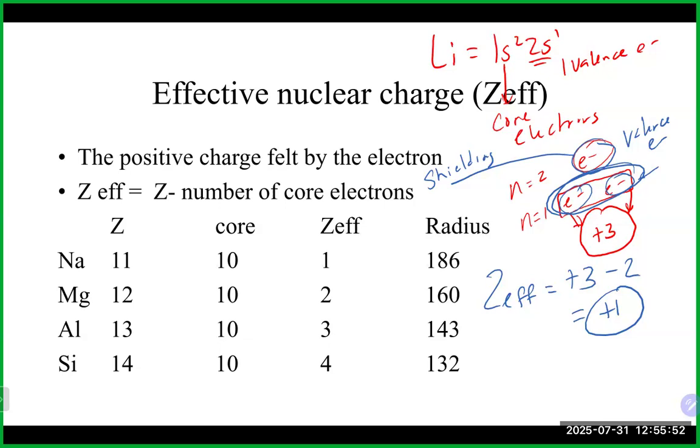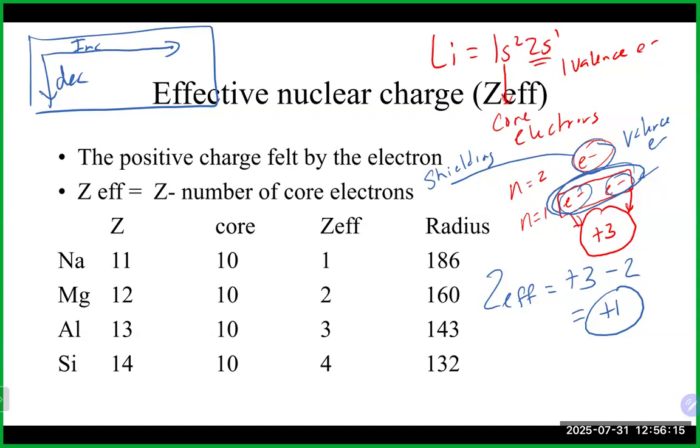So in general, if you look at the periodic table, the Z effective increases as you go up and to the right and decreases as you go down to the left. Again, as you go to the right on the periodic table, the atomic number overall is increasing, which means that the number of protons is increasing, and the positive charge in the nucleus as you go to the right is actually increasing.